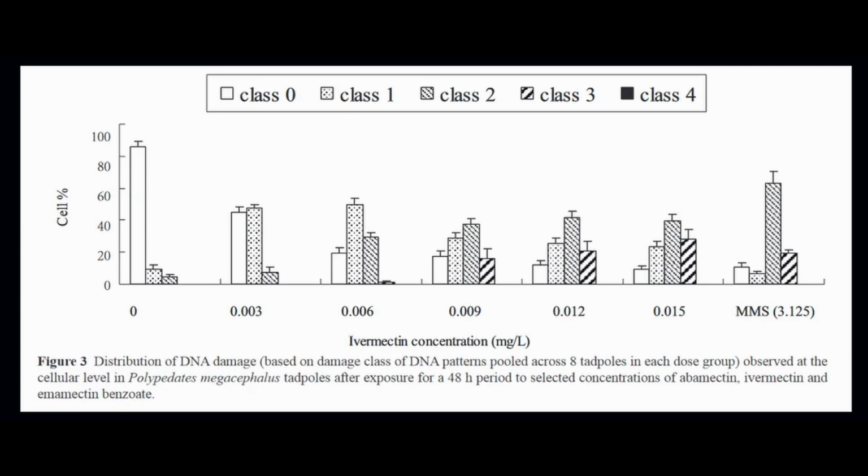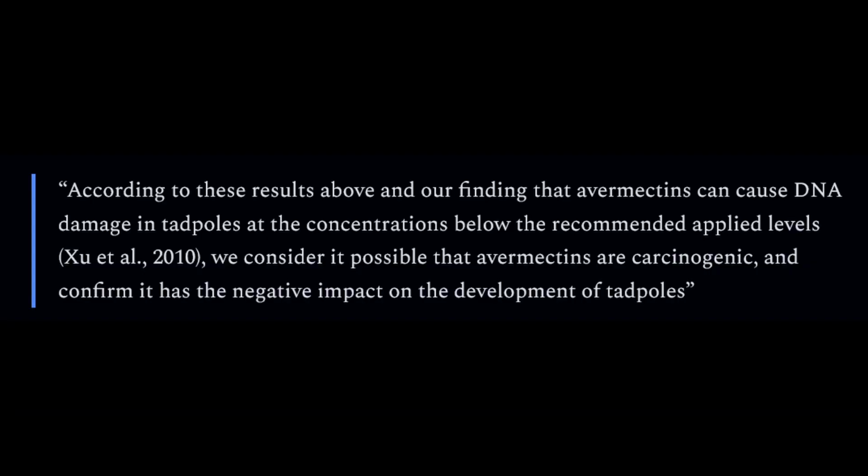So on the Comet scale, class 0 means very little DNA damage, near pristine. And we can see when there's no ivermectin, almost all of the cells score 0, which is good. As the ivermectin is ramped up and the dose is increased, we see more and more of class 1, and then class 2, and then class 3. It all shifts to these worse and worse scores, indicating higher and higher levels of DNA damage as the ivermectin is increased. And here's a quote from the paper.